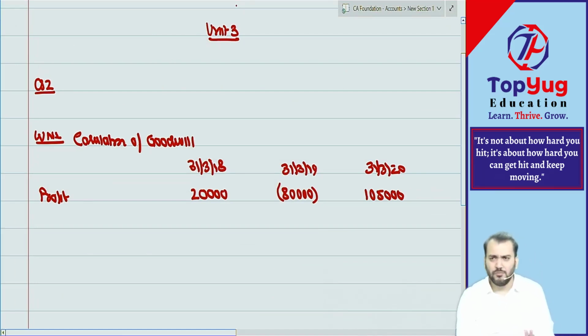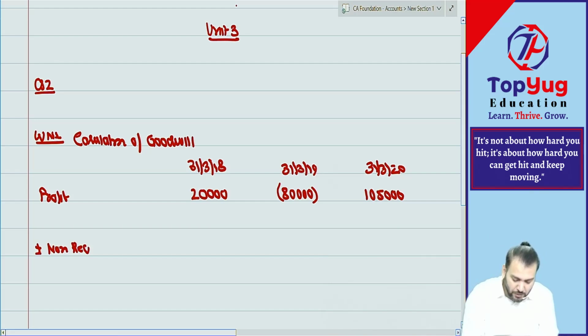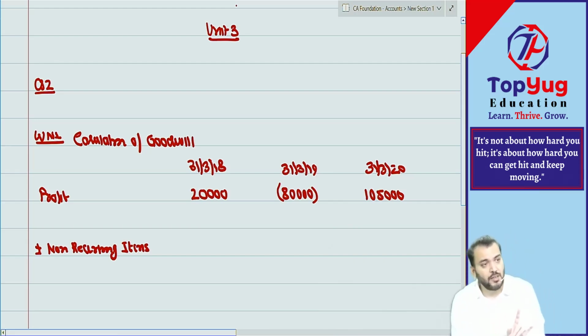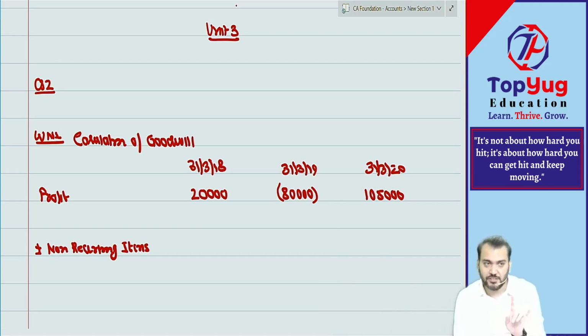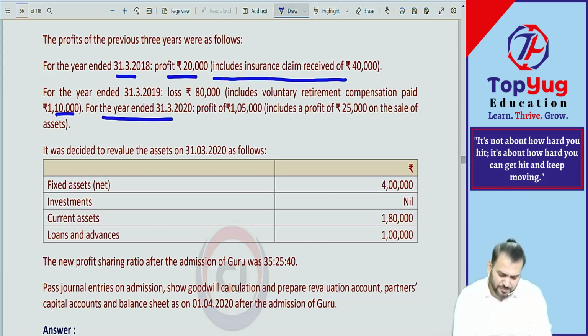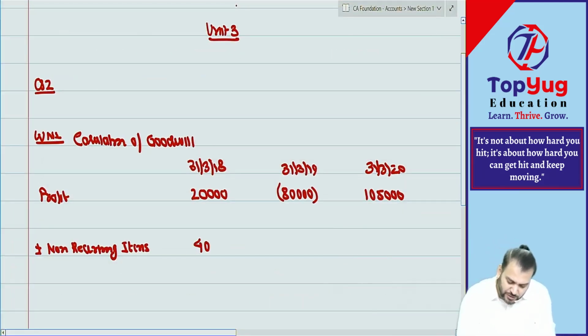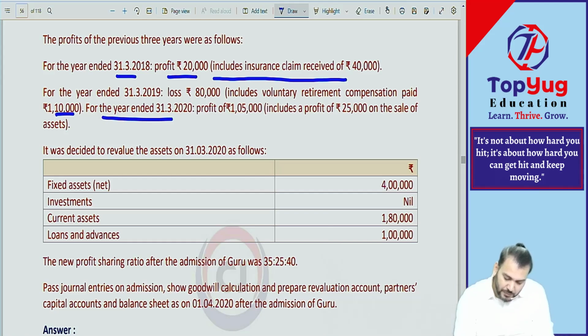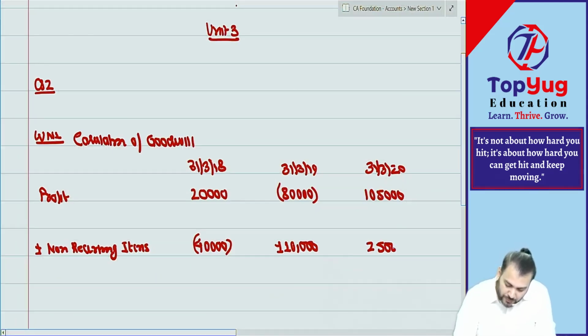Then in the exam you write down each item separately. What are you writing? Can I write it down as a shortcut? Plus minus non-recurring item. In the exam write down each item separately. Correct? This is minus profit on sale, plus voluntary retirement compensation, like this, for each year. Now, this 40,000 received means income is eliminated, then we need to eliminate expense: 1 lakh 10,000 will be added back, and then profit 25,000 will be eliminated.